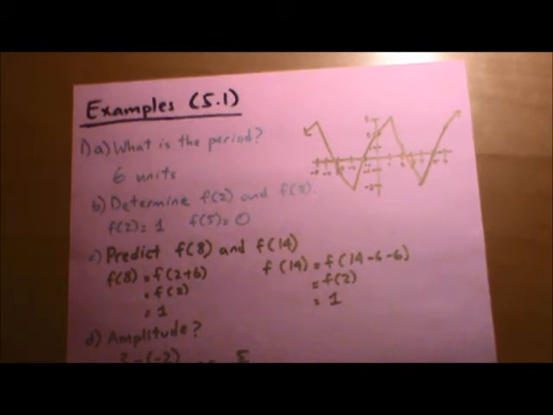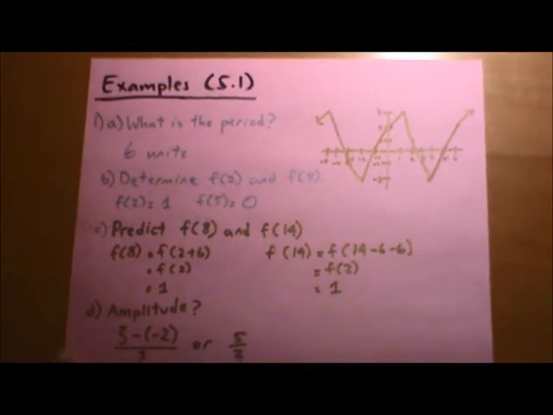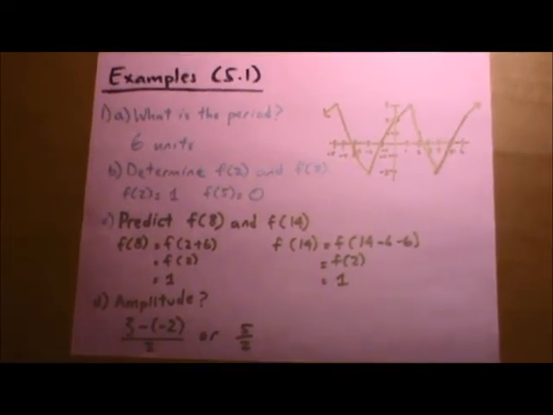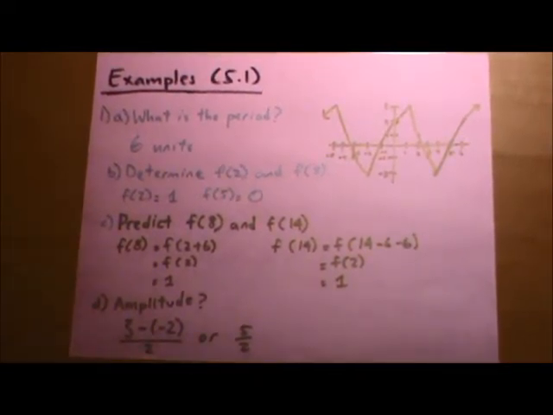Predict f(8) and f(14). To do this, you must completely understand the pattern of this periodic function. Now, f(8) is equal to f(2) plus 6, which is equal to f(2), which equals 1. Now, f(14) is equal to f(14) minus 6 minus 6, which is equal to f(2) and then equal to 1. The last thing is the amplitude of this function. We know how to calculate the amplitude, so the answer is 3 minus -2 over 2, which equals 5 over 2.